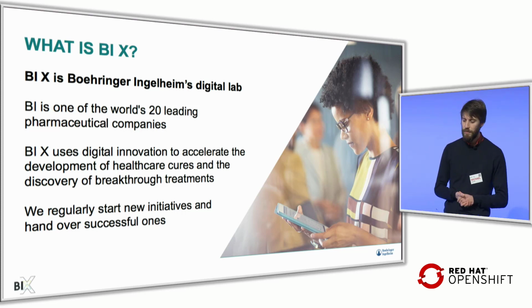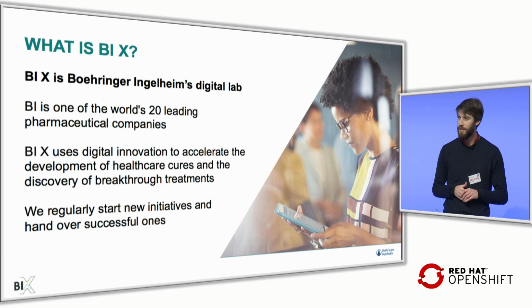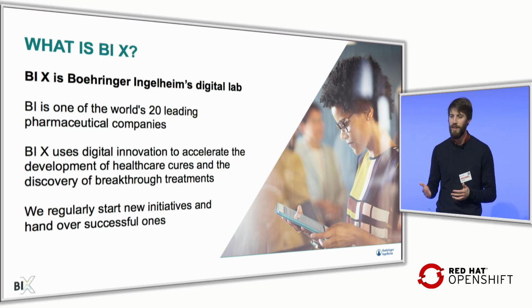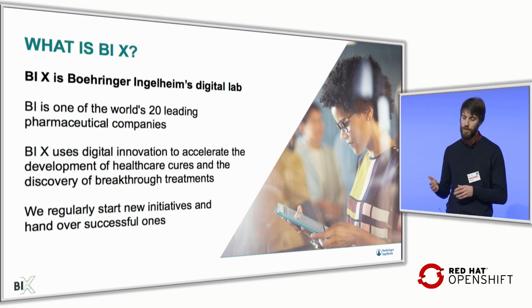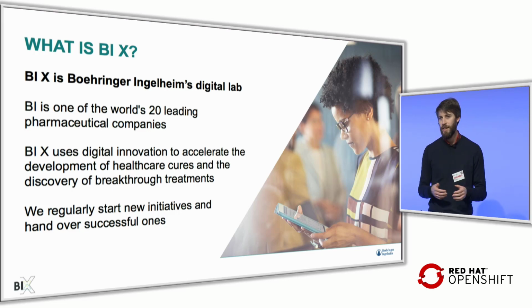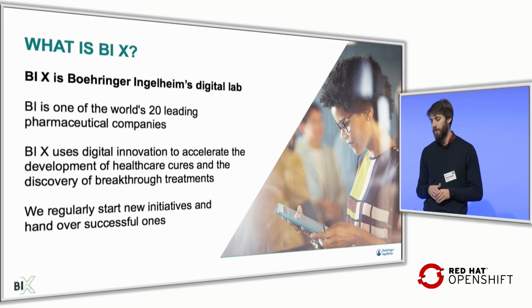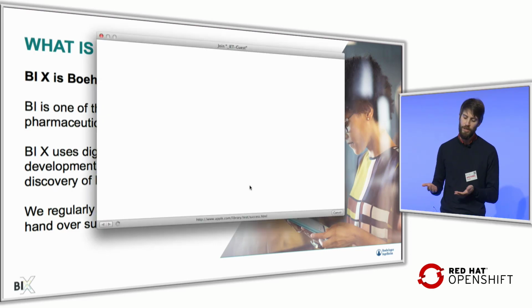As a digital lab, we regularly start new initiatives. So it means we regularly work on new products that have something to do with health and digital. And we also hand over successful ones to the larger organization. And in that regard, OpenShift is quite crucial to us because when we develop the initial prototype, we can use OpenShift as a platform to develop our applications against. And then later on, we can transfer those applications into the wider organization using the same underlying platform. And while the lab runs on a different cluster than later on what will run in the organization, it's still the same platform, and it's very easy to transfer.